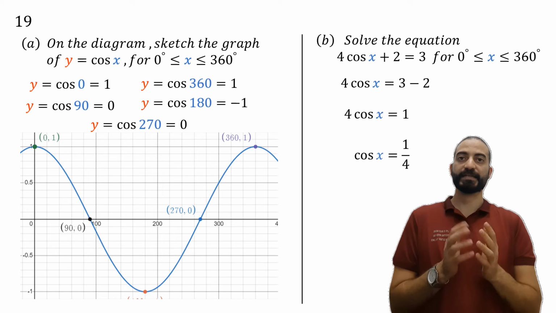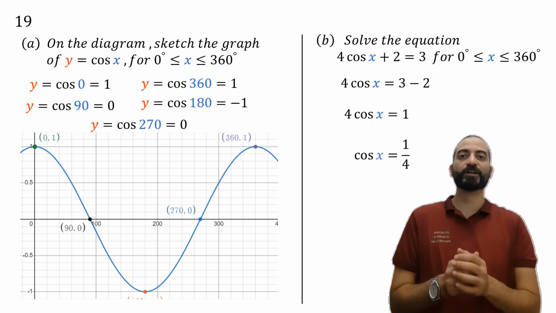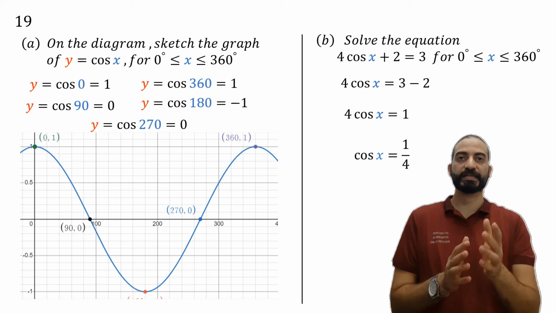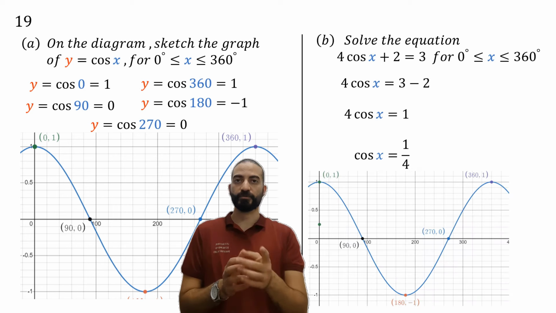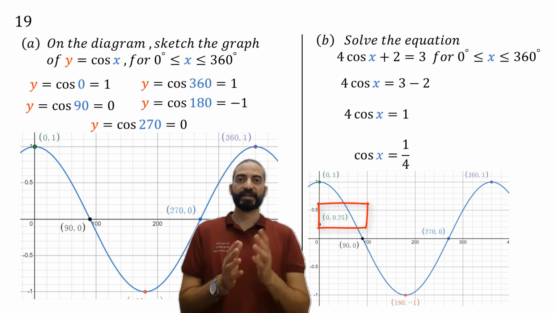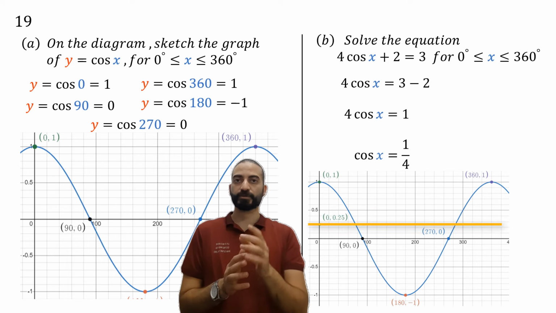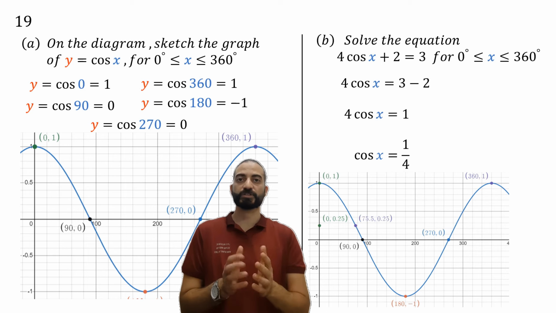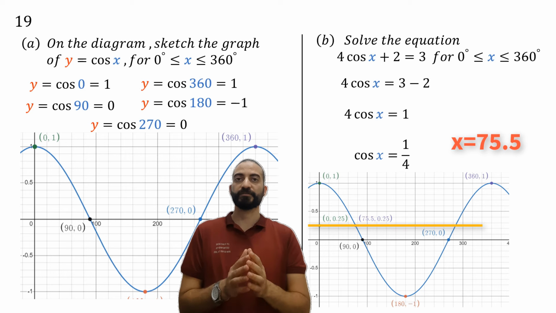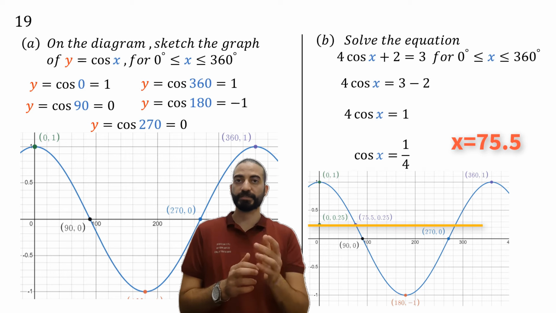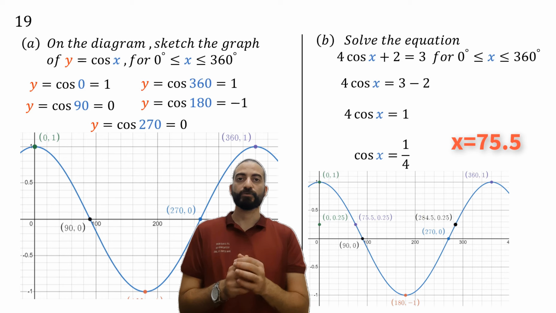We can get the x via the graph or via the calculator, but we will get the answer via the graph. When y equals 1 over 4, we must get the x, but x must be between 0 and 360 degrees. As we see here, we have an answer for x, which is equal to 75.5 when y equals 1 over 4. And we also have an answer for x, which is 284.5 when y equals 1 over 4.